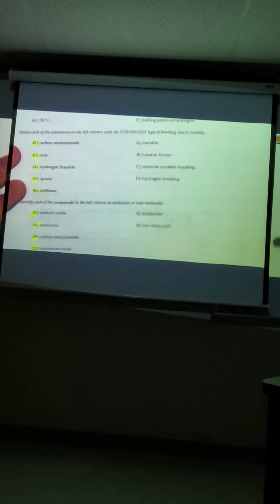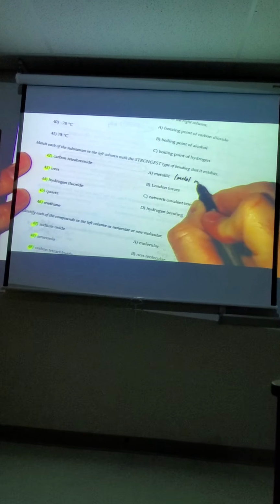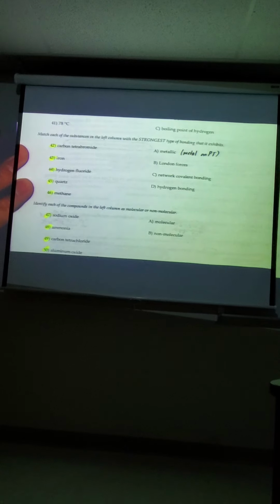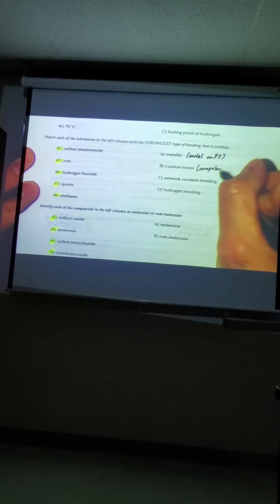This section here, students had trouble with, so let's just give you a quick rundown of how it works. To be metallic, you just need to be a metal on the periodic table. London forces, you need to be nonpolar. Again, everything has them, but nonpolar is where it matters for our homework.